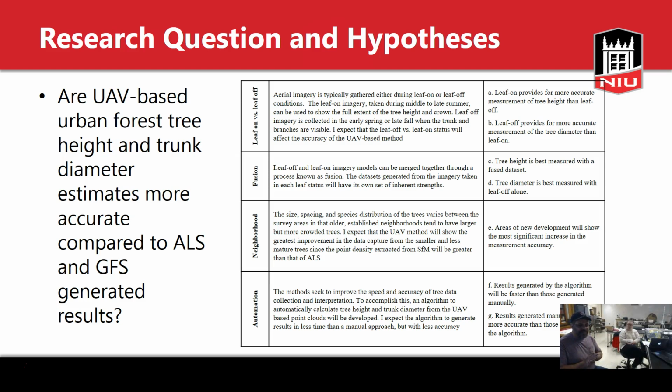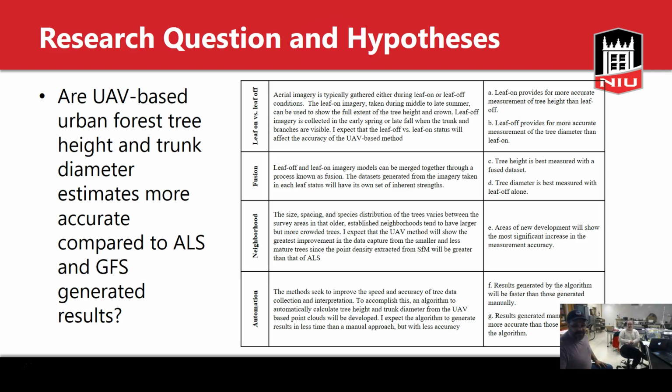The first one is the quality, the time of collection, the leaf off versus leaf on collection. There's a couple different factors in this, but I have two thoughts on this. One, I think that the leaf on state will provide better measurements for the tree height, but I do think the leaf off condition will actually provide better measurements for the tree diameter.